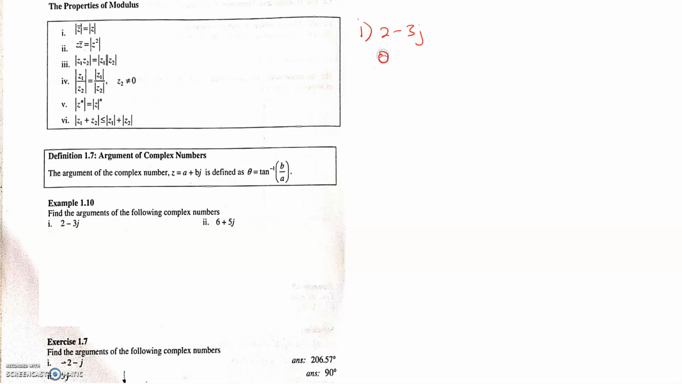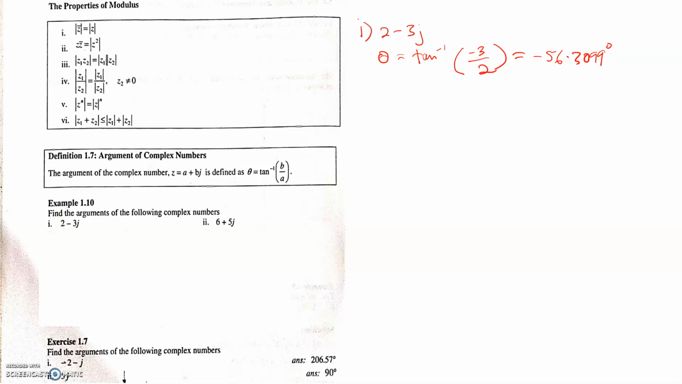So we have tan inverse b over a, meaning imaginary over real value. So the imaginary value for this question is negative 3 over 2. Just input it in your calculator and it will give you the answer, which is equal to negative 56.3099.